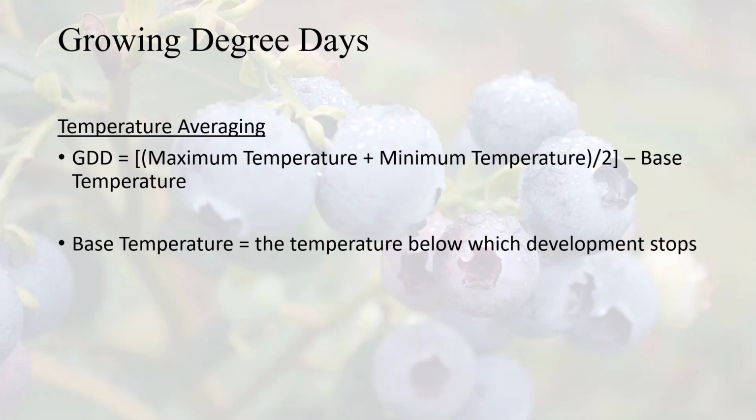So to calculate growing degree days, for each day, you look at the maximum temperature and the minimum temperature. You add them together, divide by 2, and then you subtract from that a base temperature. And the base temperature is the temperature below which development stops for that plant. And that can vary depending on the plant. So essentially, you're getting your average temperature for the day, and then you're subtracting a base temperature.